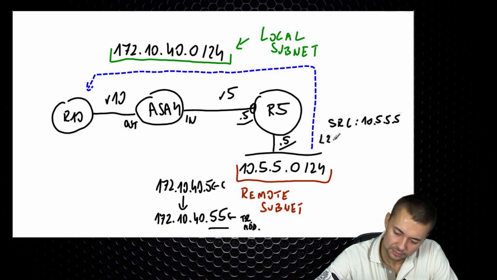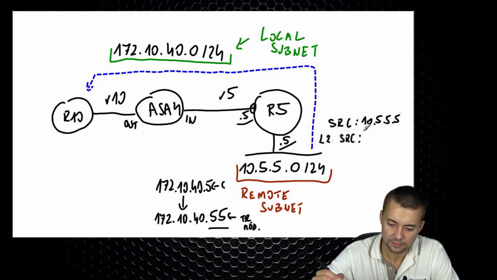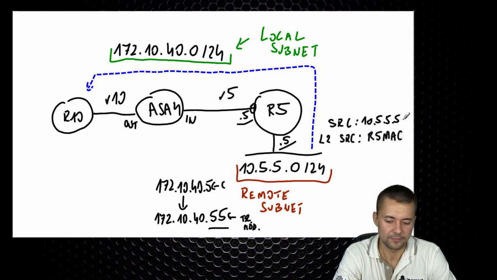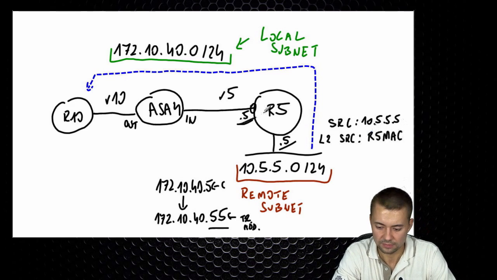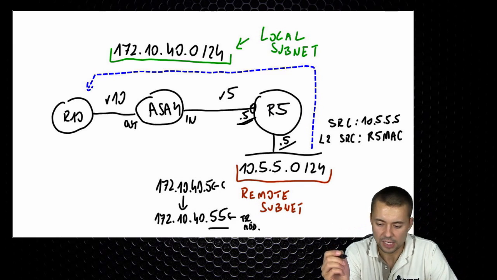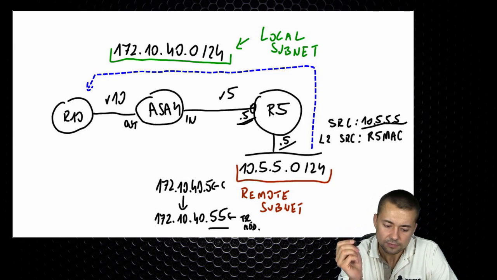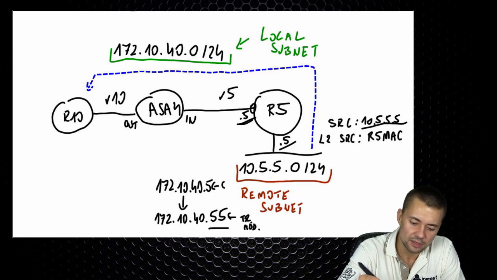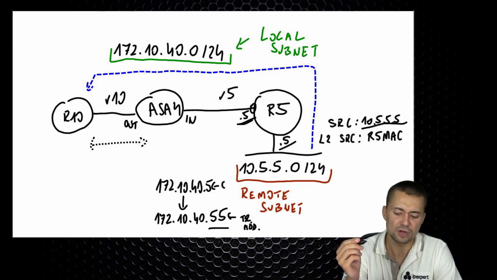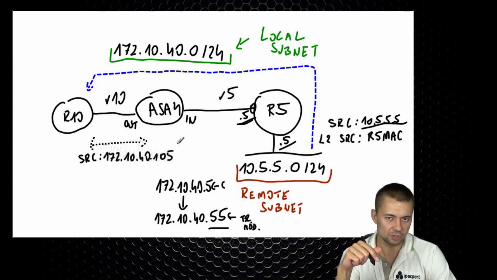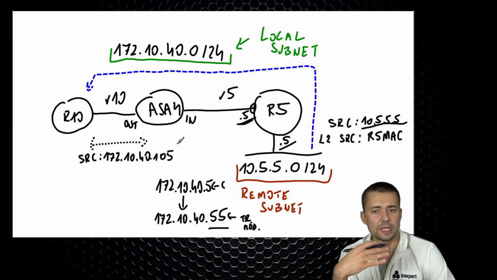and the layer 2 source is going to be the MAC address of router 5 of this interface. So the ASA is going to get the frame, it's going to look into the XLATE table. It sees that there is an XLATE entry that tells it to change this source before the frame is switched to the outside to be something else. So on this side of the network, we should see something like that. The source is going to be modified to 172.10.40.105. I said 105.